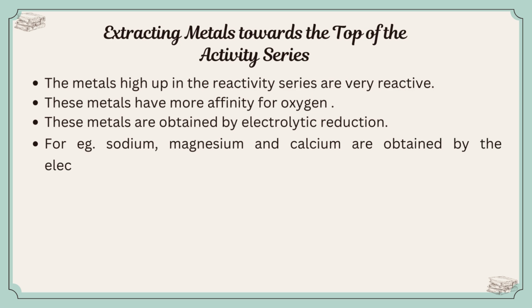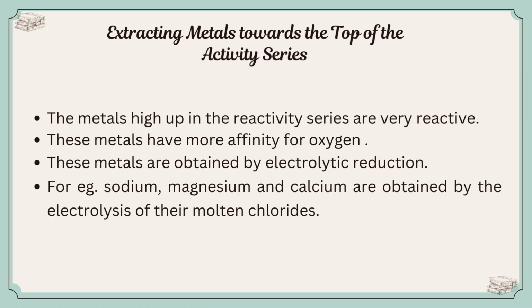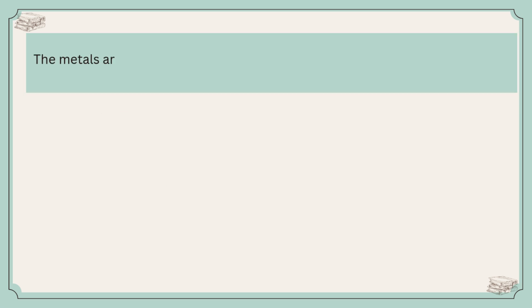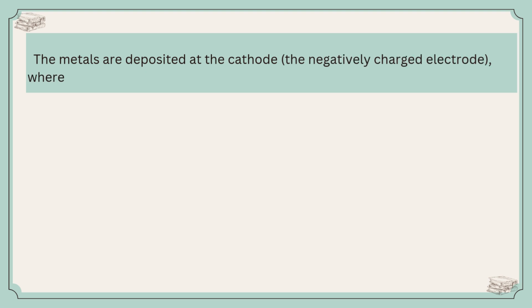For example, sodium and magnesium are obtained by electrolysis of their molten chlorides. In this process, metals are deposited at the cathode and chlorine is liberated at the anode. The cathode is the negatively charged electrode and the anode is the positively charged electrode.